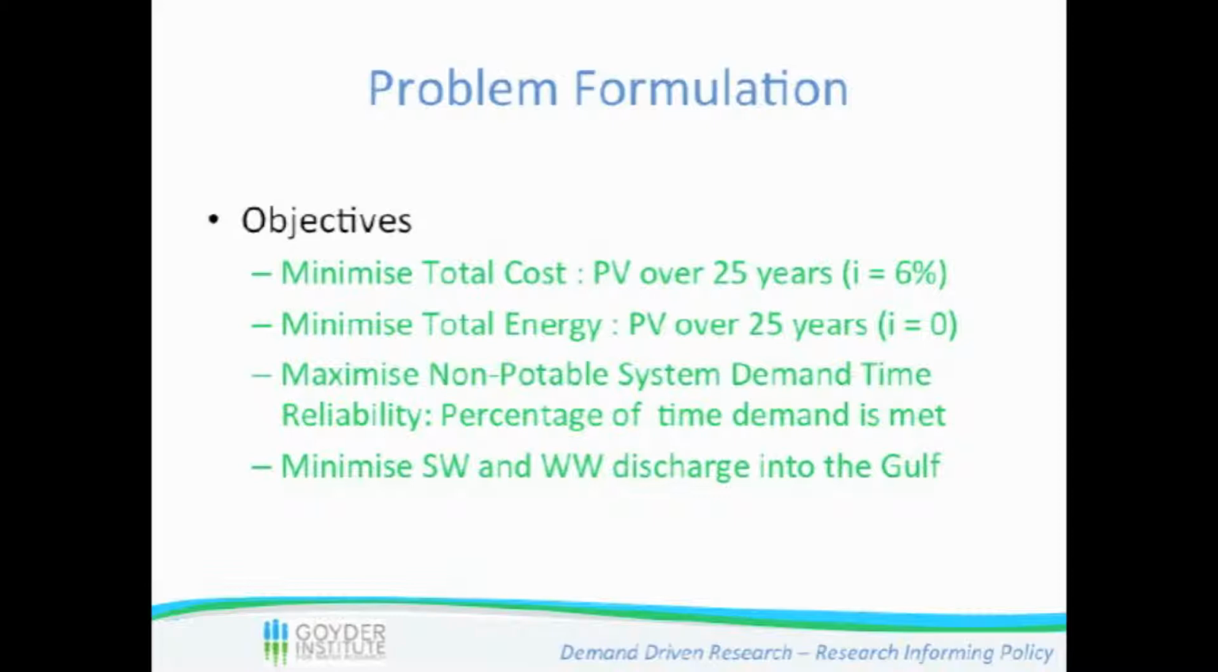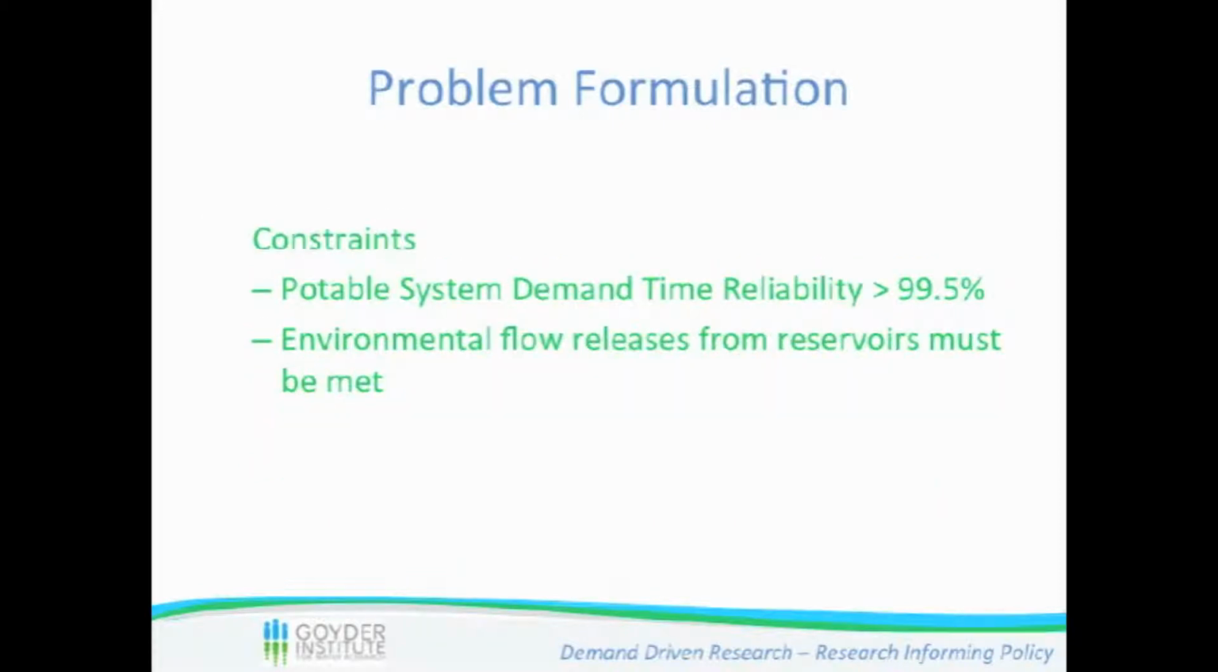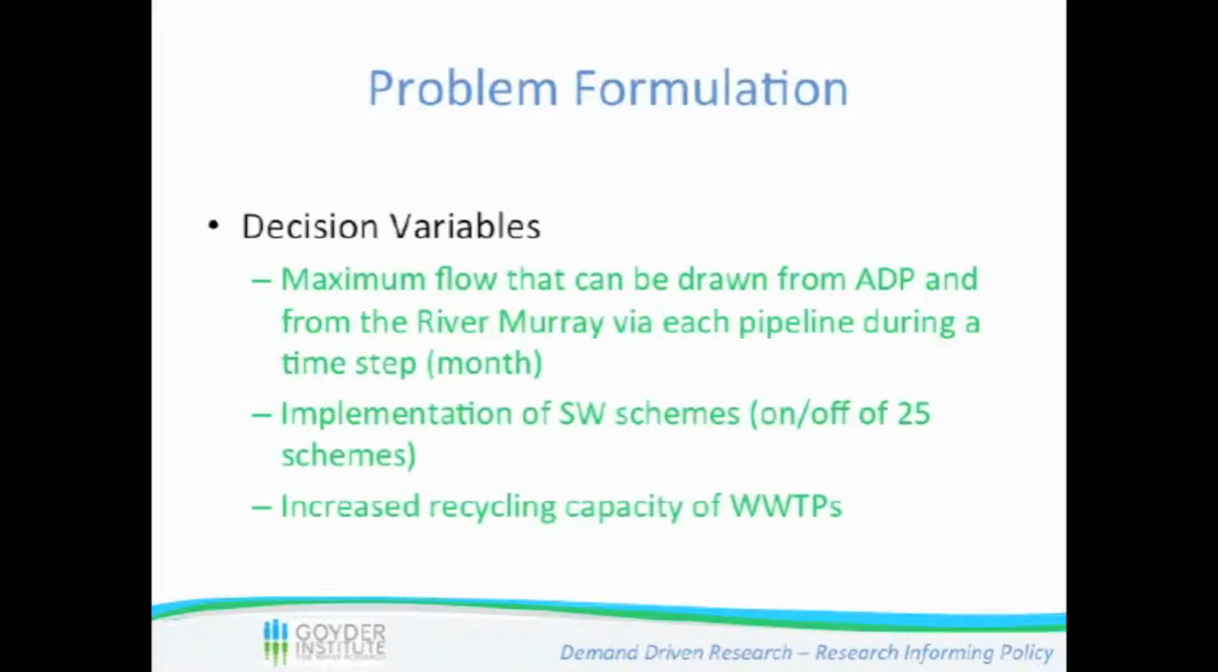We did actually look at weighting stormwater and wastewater relative to each other, but the impacts on the Gulf are primarily due to suspended sediments, which are mainly in the stormwater, and nutrients, which are mainly in the wastewater. And with quite a bit of discussion, we decided to weight the 2 equally. Now, we did have constraints. We wanted the potable system to be very reliable, and we used a minimum reliability of 99.5%. And we did have environmental flows or environmental releases from the reservoir that had to be met.